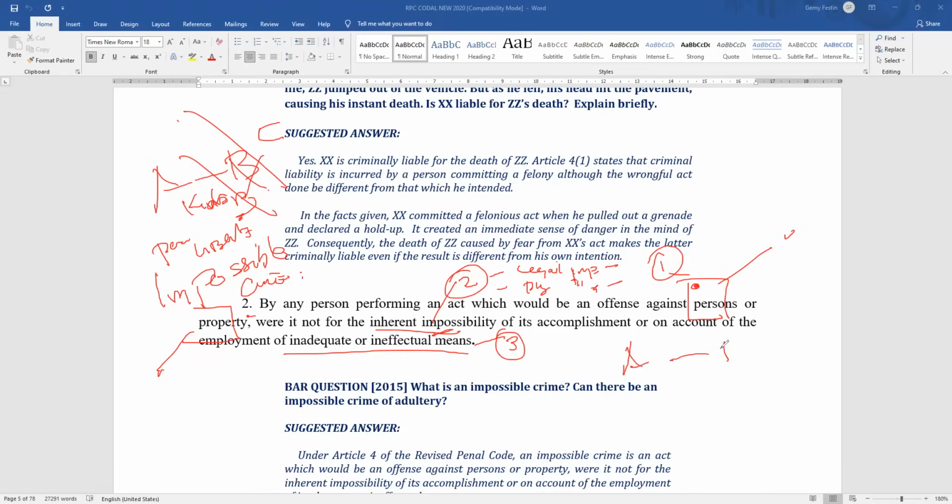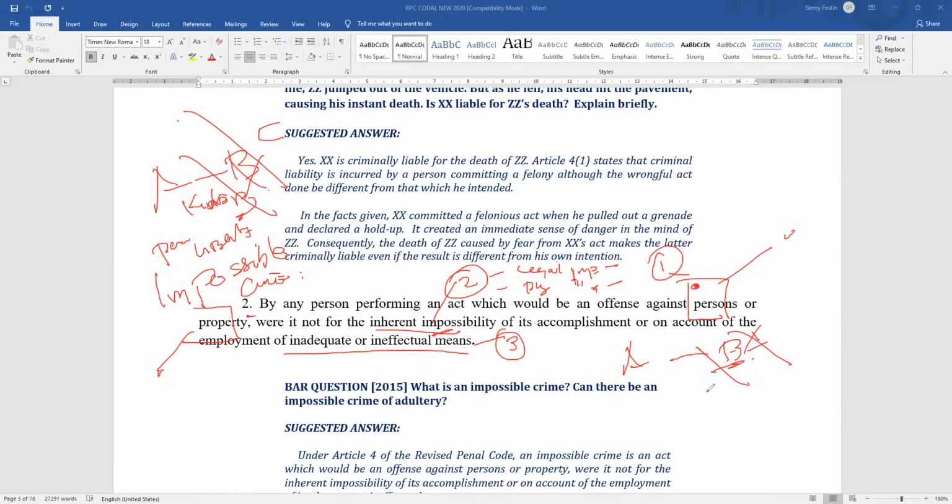So A intended to kill B. Akala niya natutulog lang si B. Pinagsasaksak niya. It turned out that 1 hour before, B suffered a heart attack and already died. There is inherent impossibility. If A knew at the time that he stabbed B, that B was already dead, then forget about the application of this one. It's not impossible crime.